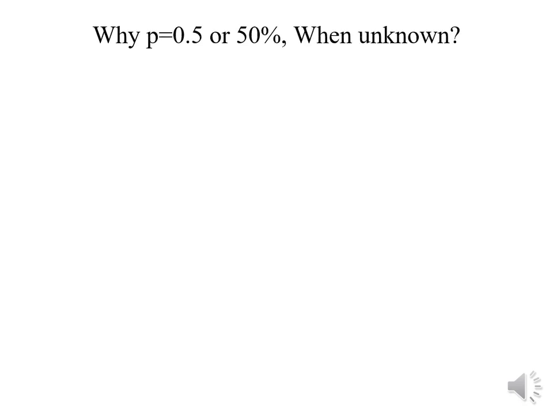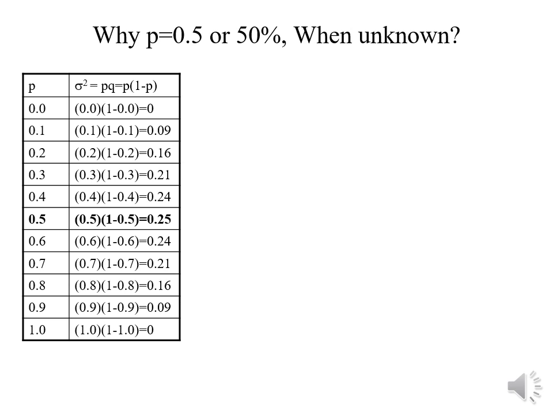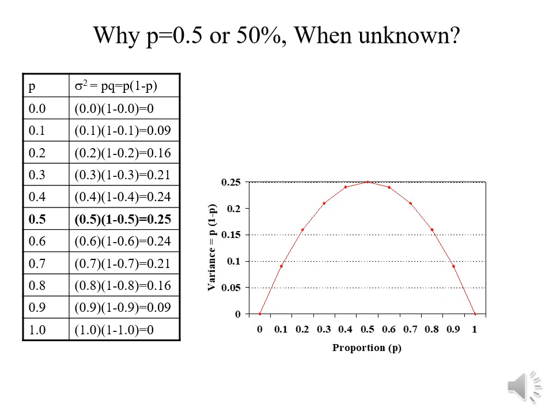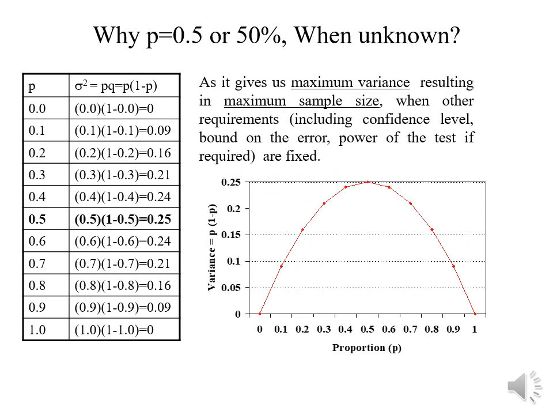Why P is equal to 0.5 or 50% when unknown? You can see in the table as well that when P is 0.5, the variance is 0.25. It is the highest variance we get, at the 50% proportion. So the maximum variance results in maximum sample size, when other requirements including confidence level, bound on the error, and power of the study, if required, are fixed. So in the table on the left, you can see that 0.5 corresponds to the highest population variance, that is 0.25. So this gives us the maximum sample size.